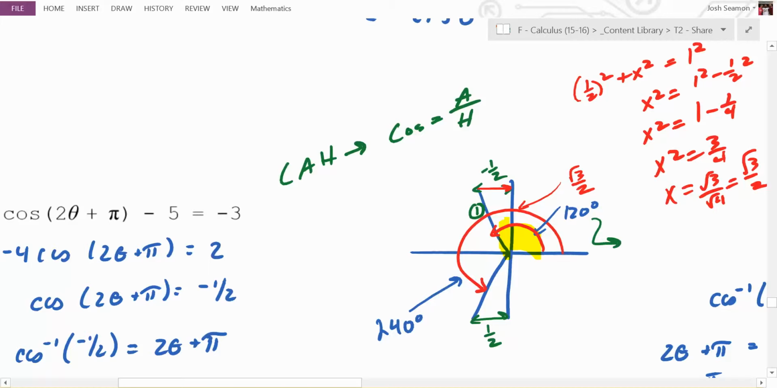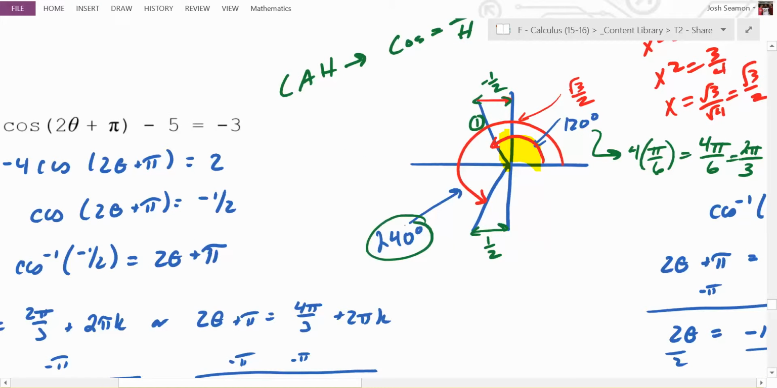2 pi over 3. The easy way to remember that is, 30 degrees is how many radians? Pi over 6. How many 30s go into 120? How many 30s are there in 120? 4 of them. So 4 times pi over 6 is 4 pi over 6, which is what? 2 pi over 3.